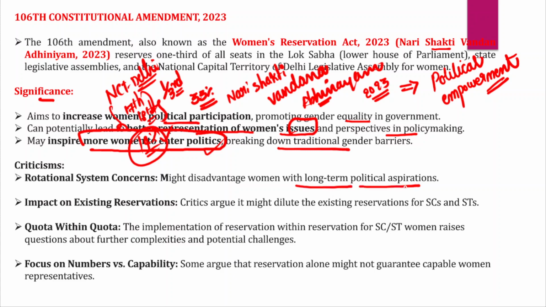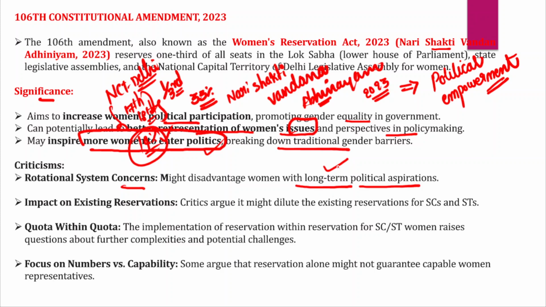Rotational system in the sense that one particular constituency may be given to a woman, and in the next elections, there is no guarantee that the constituency is again given to a woman. Right? So that could certainly raise concerns, because there is no guarantee that a particular constituency will be reserved for women for a longer period of time, and that would certainly be a disadvantage for women with long-term political aspirations.